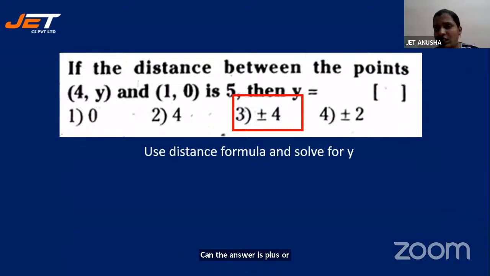The answer is plus or minus 4. I think you have got square root of 16. If you remove the square root, you will definitely get plus or minus 4, ma. It is not 4. Here they mentioned plus or minus 4, so you need to mention plus or minus 4 only. Avinash and Sandra, very good.